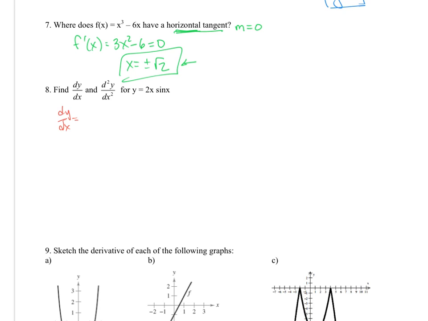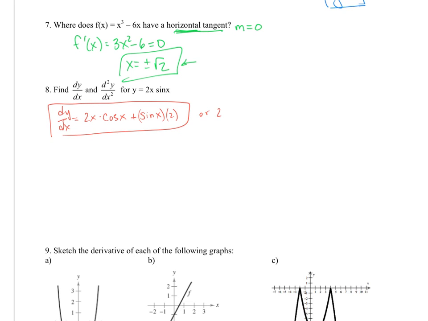So we need the first, 2x, times the derivative of the second, which is the derivative of sine, which would be cosine x, plus the second, which is sine x, times the derivative of the first, which will just be 2. Now, you can clean this up. We could leave the answer like this. You can take a 2 out.